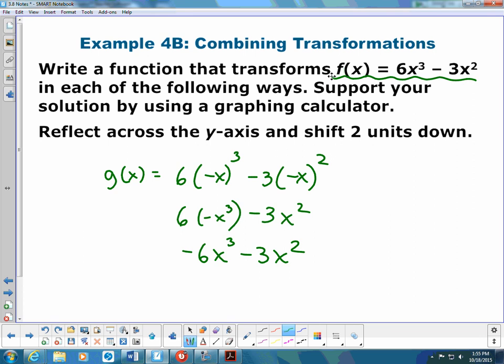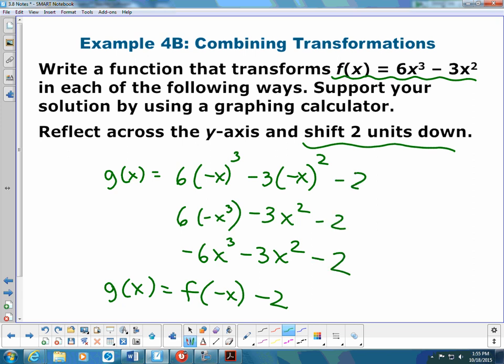Now this all looks good, but then we still want to shift 2 units down, which means I really want to take this function and subtract 2 from it. So really, what are we doing? We're saying that g of x is equal to f of opposite of x minus 2. So I have the f of opposite of x right here, and I still need to do minus 2 at the outset of these. So this should be my new transformed function right here.